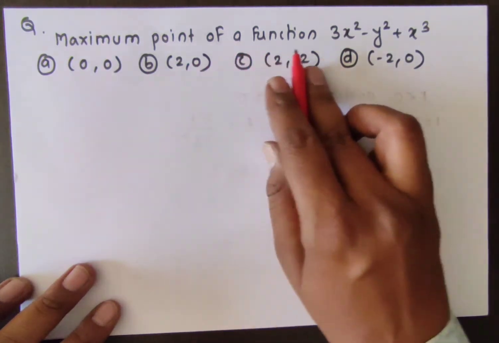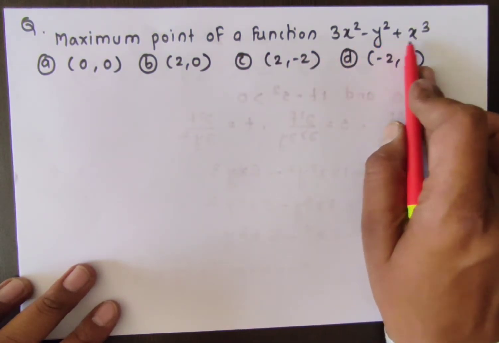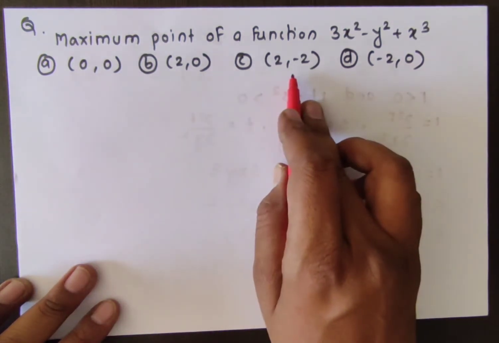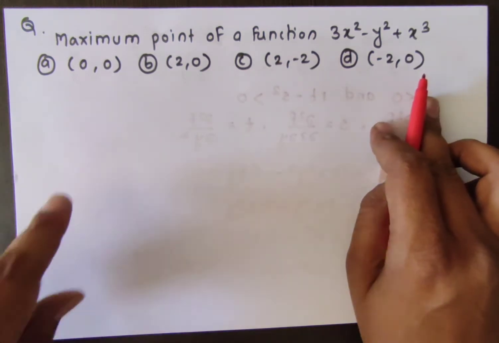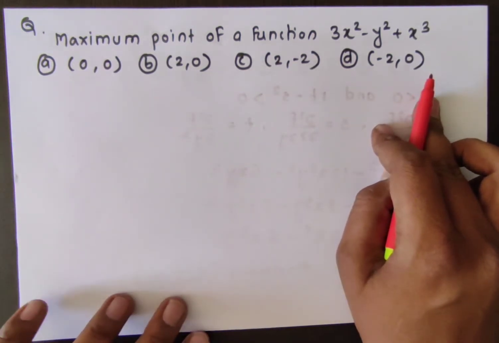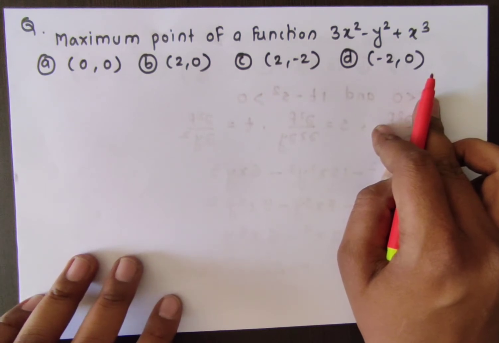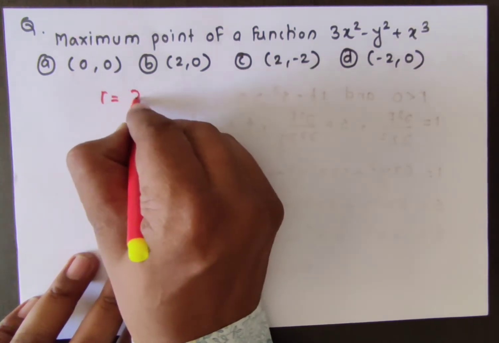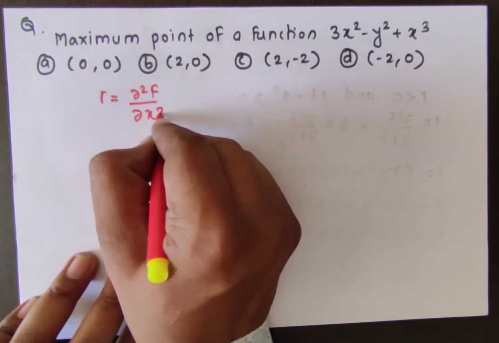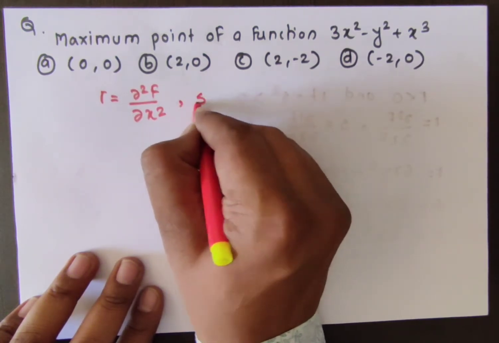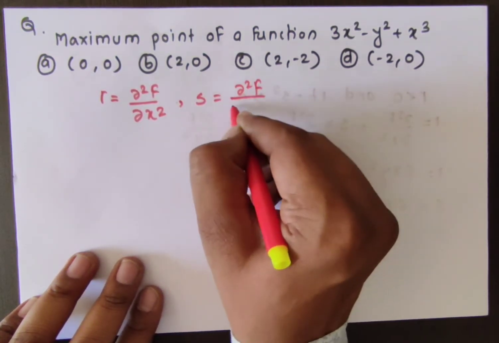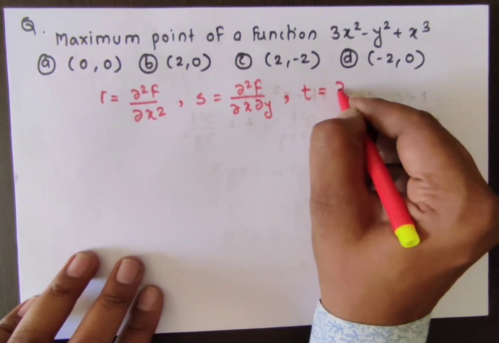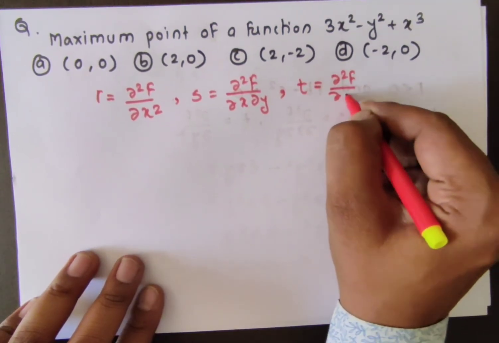Find the maximum point of the function 3x square minus y square plus x cube. The options are 0, 0; 2, 0; 2, minus 2; and minus 2, 0. So we need to check which of these four is the maximum point. Again, we require r, that is ∂²f/∂x², s, that is ∂²f/∂x∂y, and t, that is ∂²f/∂y².